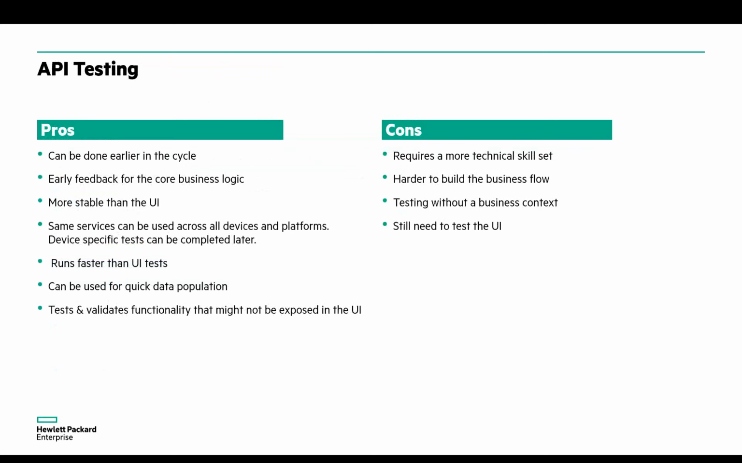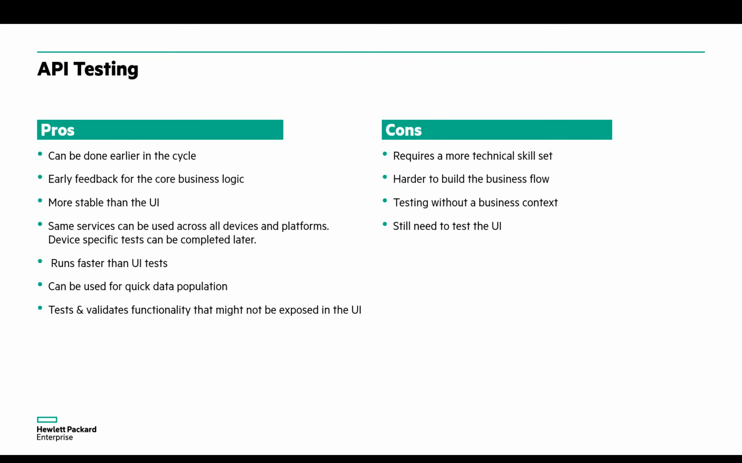So testing at the API level. This can be done earlier in the cycle, as the API is something that should be finalized and not broken constantly. You can provide early feedback for the core business logic. It should be more stable than the UI, and the API shouldn't break as constantly as the UI of your application, even in the development cycle. If you are using several devices and platforms, the same service should be used across all of the different devices, and this means that you can use one test to cover the API and then complete the device-specific test later once the UI is stabilized.